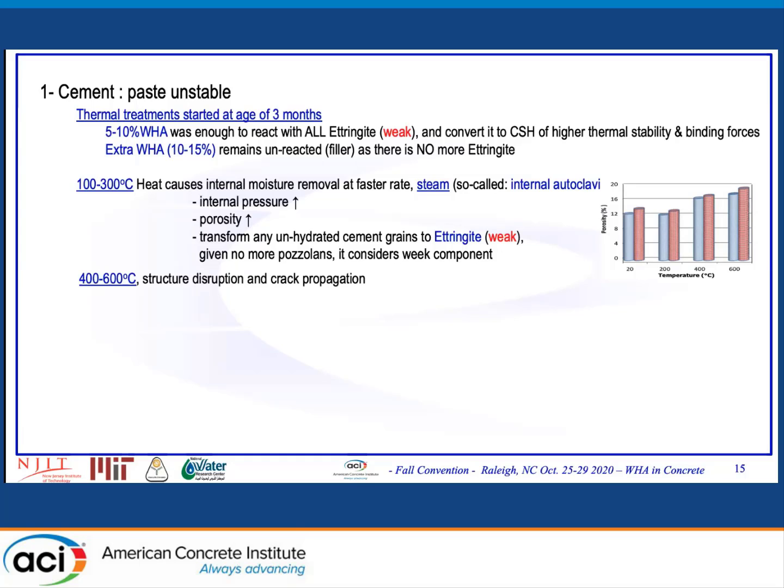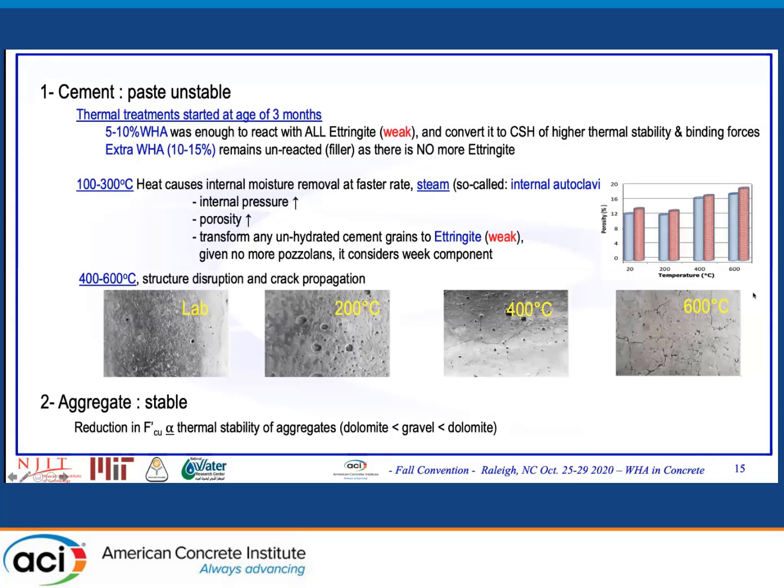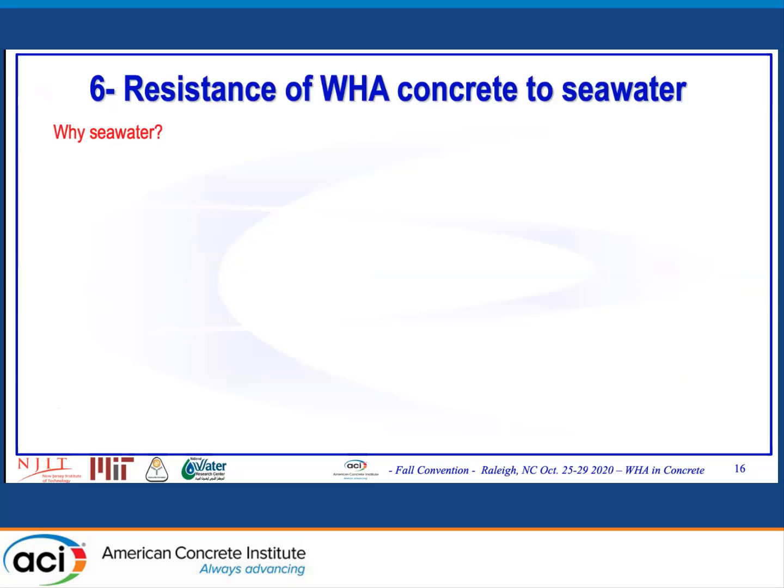Beyond 400 to 600, cracks start propagating in the specimen. As you can see at 600 on the right hand, a lot of cracks start to form. And another observation is that the type of aggregate played some role according to its thermal stability. So it played a role in increasing the resistance of this concrete.